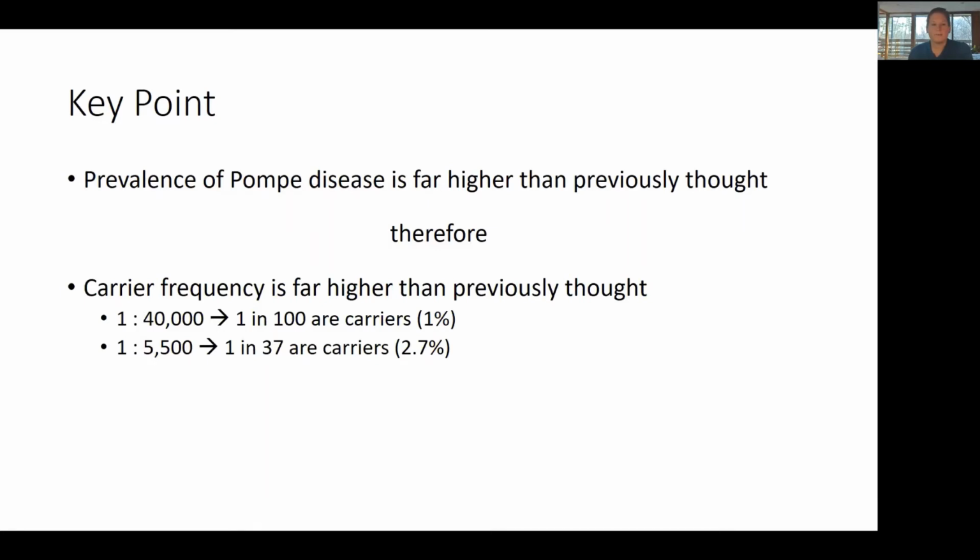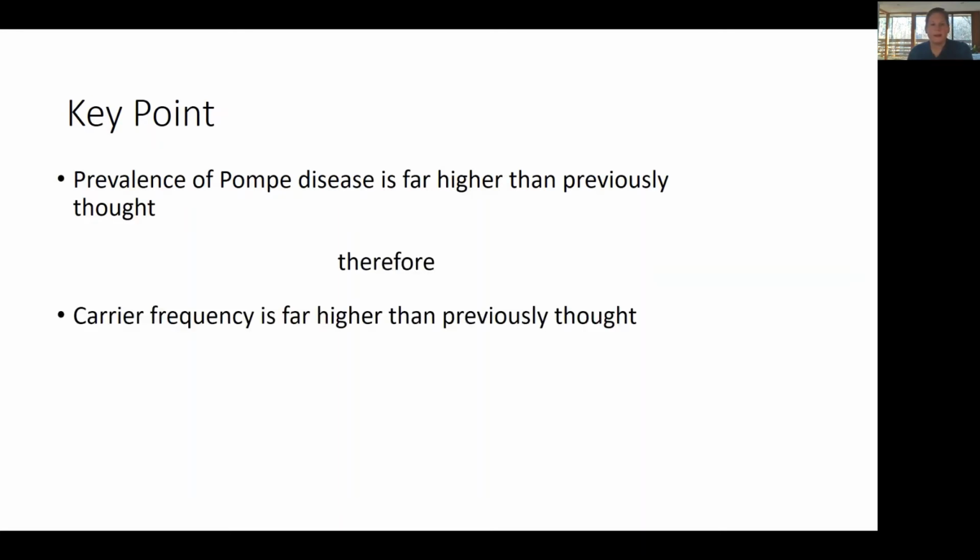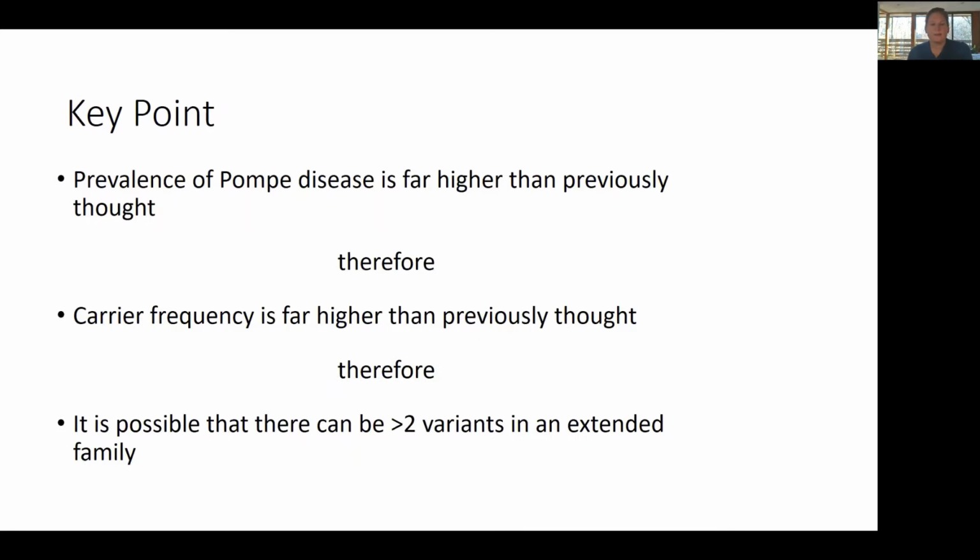So when we take the number 1 in 40,000, we would estimate from the Hardy-Weinberg theory that 1 in 100 would be carriers. But if we go to the number that we've seen in some of the newborn screening programs of 1 in 5,500, we would see that the number is much lower, that 1 in 37 people could be carriers. So if the prevalence of Pompe disease is higher than previously thought, and the carrier rate is higher than previously thought, it's possible that there can be greater than 2 variants or molecular changes within the family. And I'll talk a little bit about why that's important when we move to the genetic section.